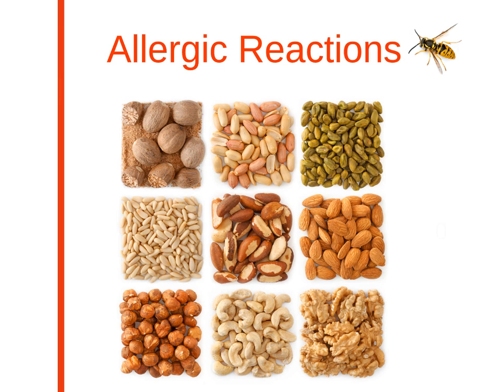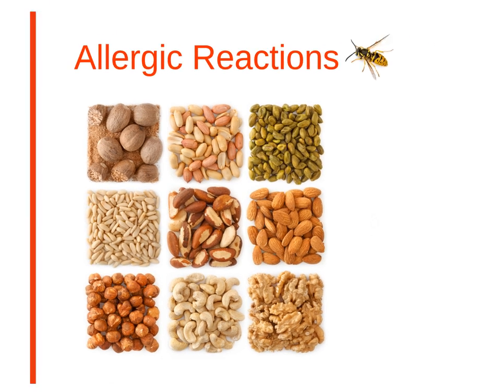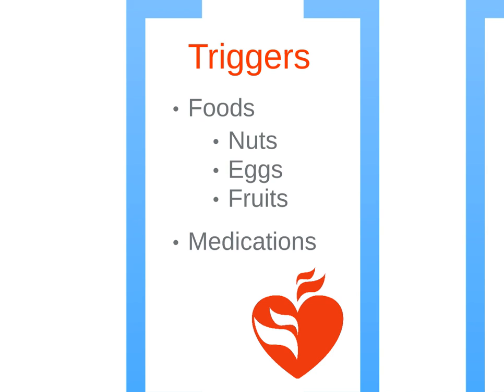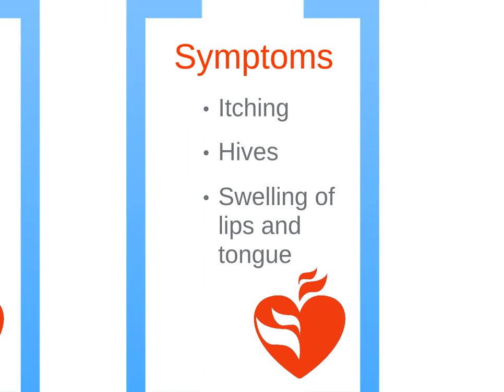Allergic reactions can arise from insect stings, illness, or adverse reaction to foods or medicines. Common triggers include nuts, eggs, fruits, medications. Hymenoptera stings can produce rapid and potentially fatal reactions. Symptoms can be mild or severe and include itching, hives, and swelling of the lips and tongue.